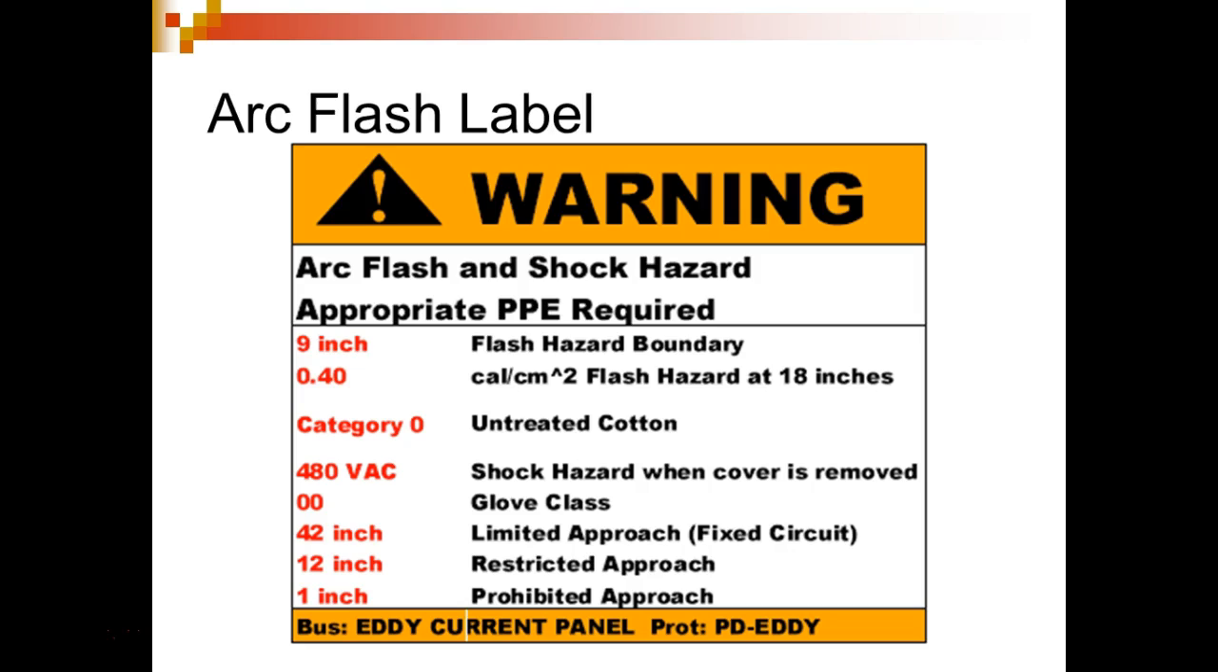Limited approach is 42 inches. Restricted approach is 12 inches. Prohibited approach is 1 inch. That means if you don't have any business being around that thing, and the closer you get into these three boundaries. So what are our three boundaries? Limited approach, restricted approach, and prohibited approach. These are supposed to be identified now when you get around these.